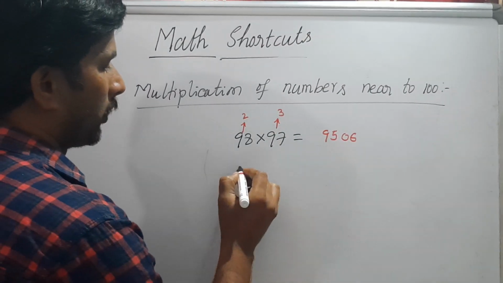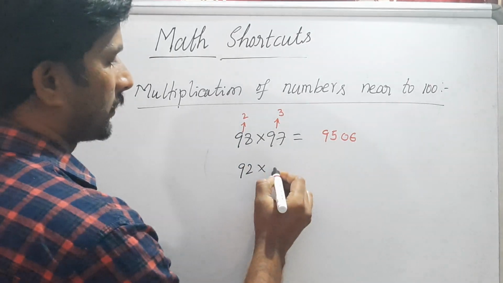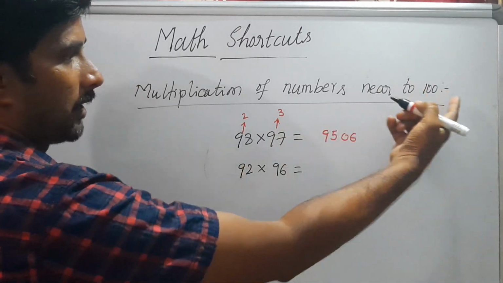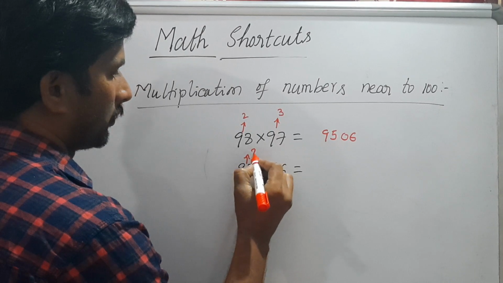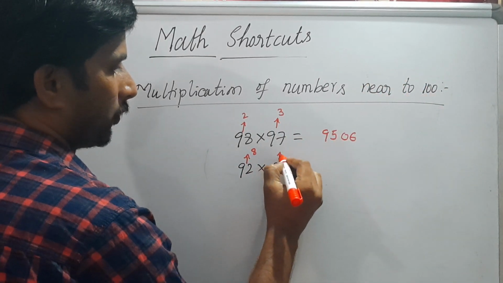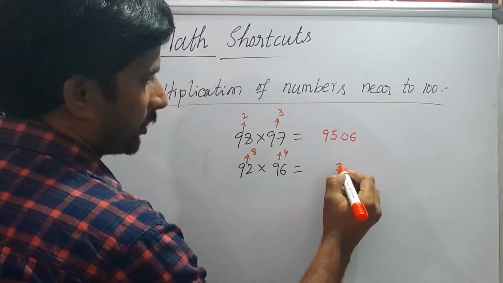I am taking one more number, 92 into 96. So 92 how much less than to the 100? 8. So 96 is how much less than to the 100? 4. Now multiply 8 into 4, 32.